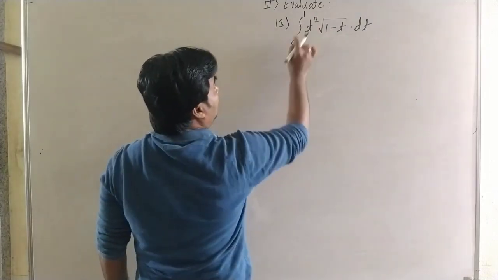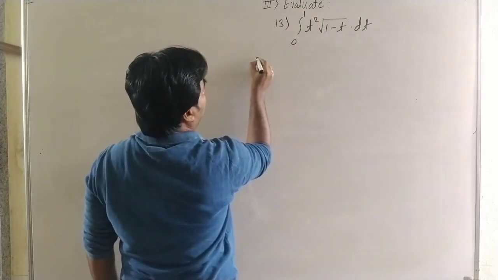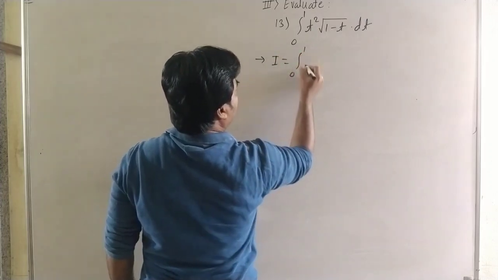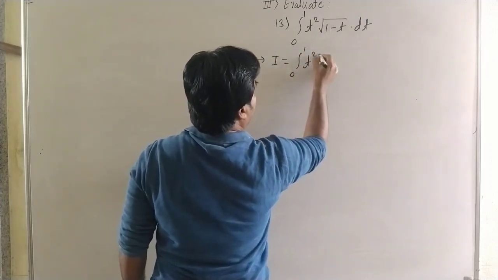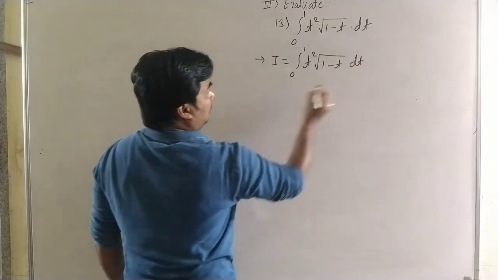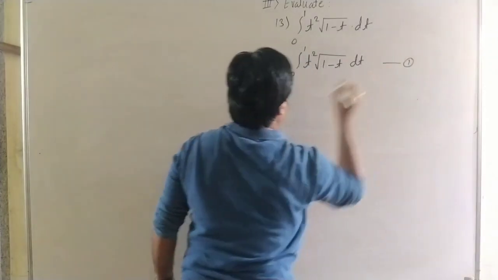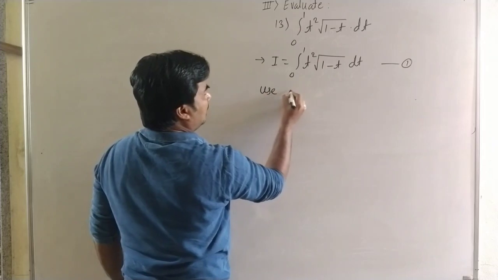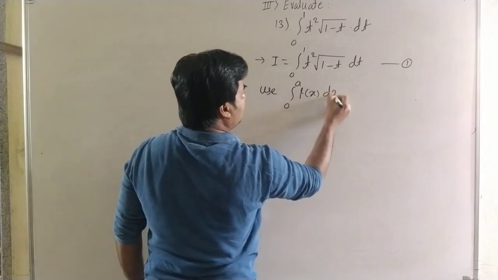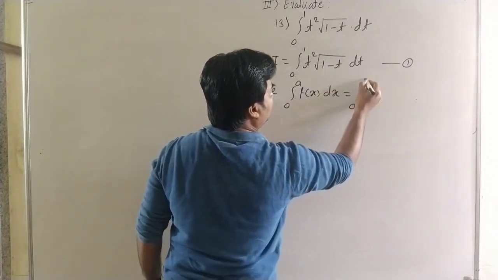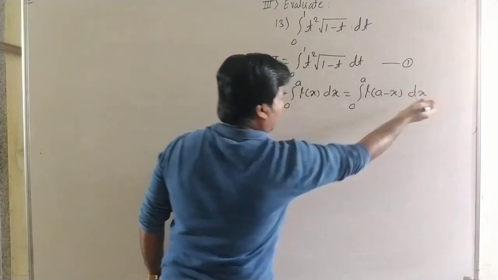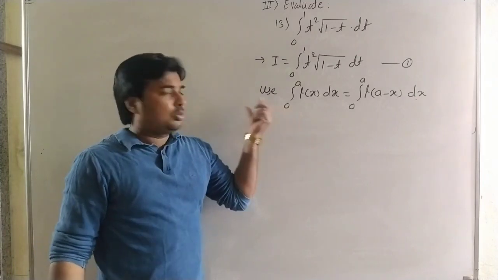Okay, it is a substitution. But here we use the property of the limits 0 to 1, that means 0 to a. Let the integral from 0 to 1 of t squared times the square root of 1 minus t dt be equation number 1. Now here use the integral from 0 to a of f of x dx is equal to the integral from 0 to a of f of a minus x dx. See carefully, it is a property. I think it is property number 5.